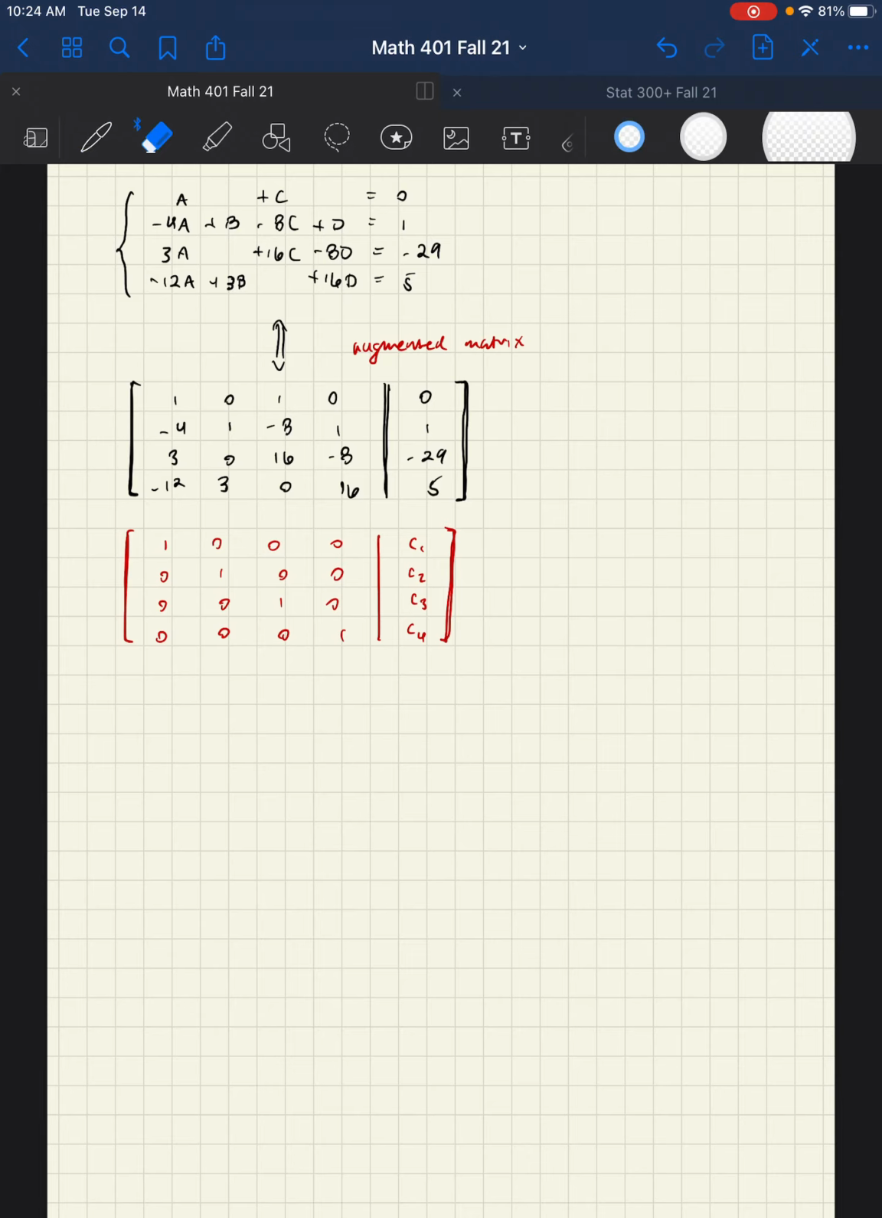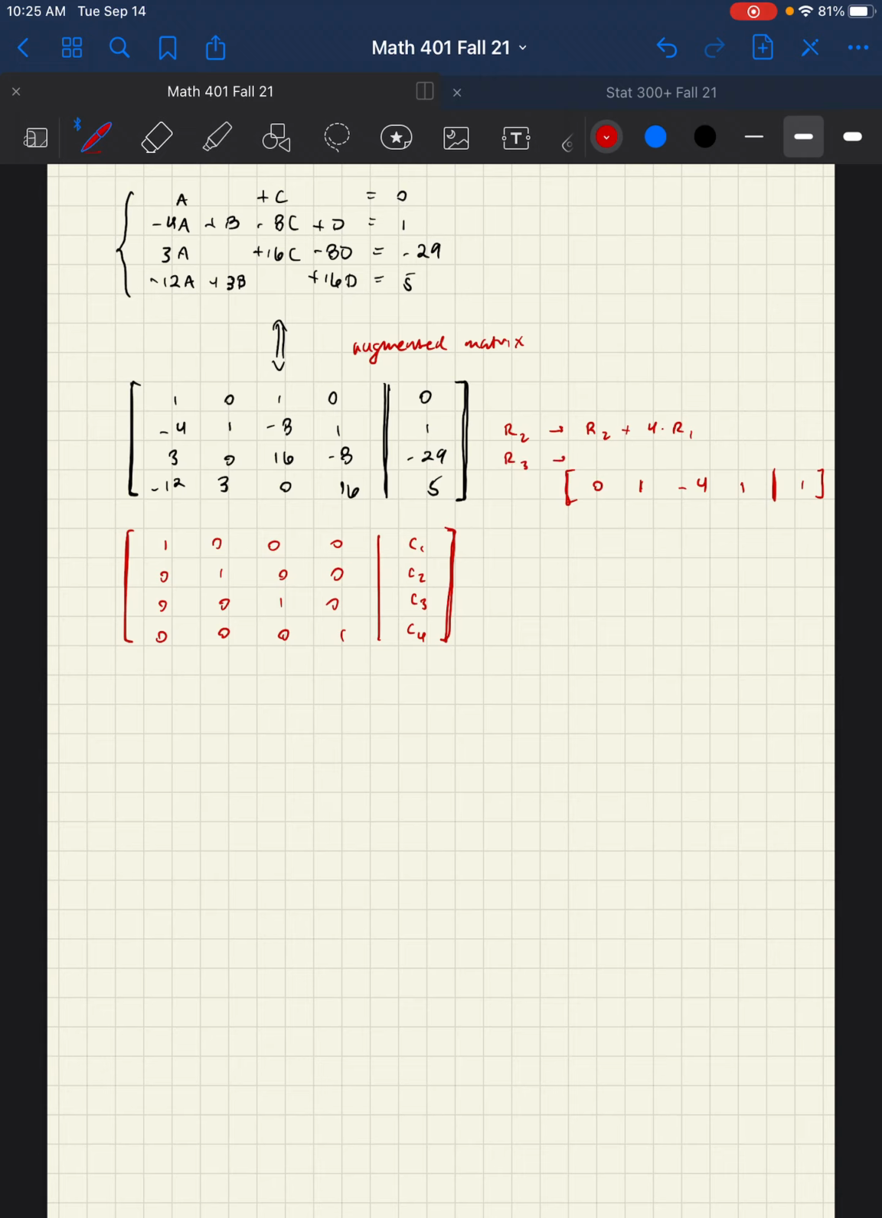So first of all, let's go ahead and highlight that we're going to take row 2 and replace it with row 2 plus 4 times row 1. What that ends up looking like is, 4 times 1 is 4, plus negative 4 is 0. 4 times 0 is 0, plus 1 is 1. 4 times 1 is 4, plus negative 8 is negative 4. 4 times 0 is 0, plus 1 is 1, augmented with 4 times 0 is 0, plus 1 is 1.